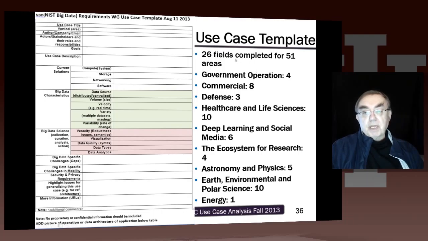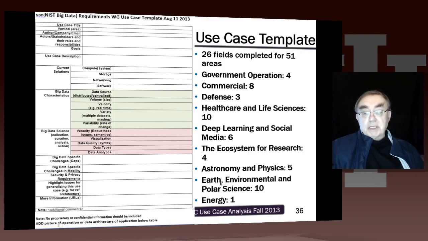We divide them into these broad areas: government operation, four of the 51; 8 of the 51 were commercial use cases; 3 were defense; 10 were in healthcare and life sciences. Some of those weren't necessarily research applications. They could actually be operational applications in the healthcare industry. So there are some commercial things.